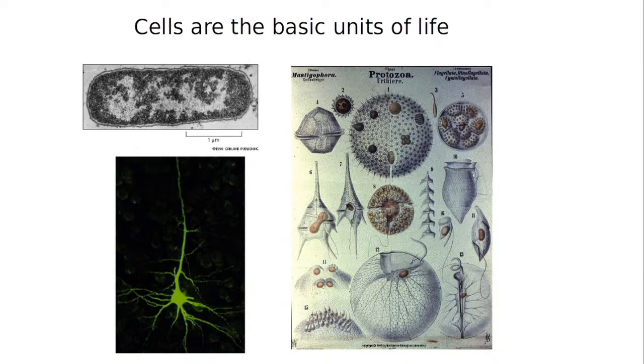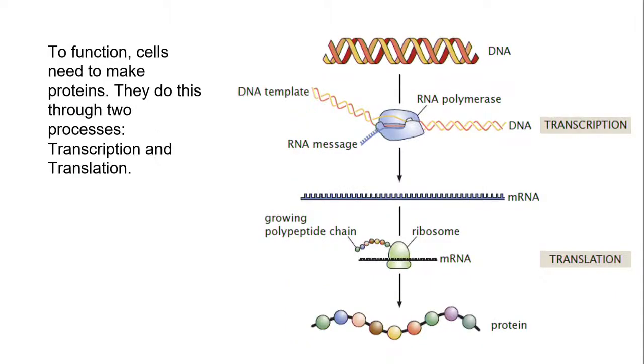So cells are the basic units of life and they perform a variety of functions, and they do this using specialized molecules called proteins. So cells make proteins through two processes, transcription and translation. So what we have is a stretch of DNA which acts as a template. Then the process of transcription creates an mRNA out of that template, and the process of translation converts that mRNA into protein.